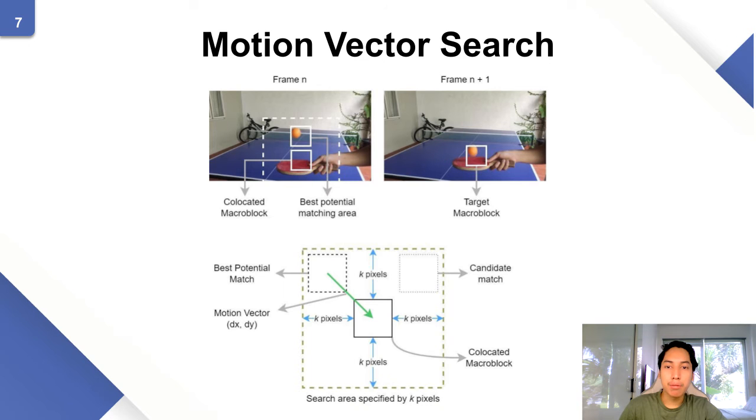So how does the motion factor search work? The goal of the motion factor search is to find the best matching area in the reference frame to the target macroblock out of all candidate macroblocks in the search region. The encoder needs to search for the best match for a macroblock in frame n plus 1 from frame n. The search is performed within a search area specified by parameter k around the collocated position. The best matching area that is obtained in the search gives the motion factor.